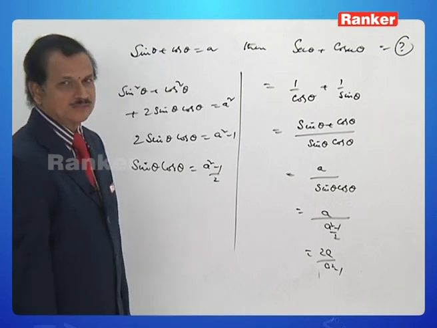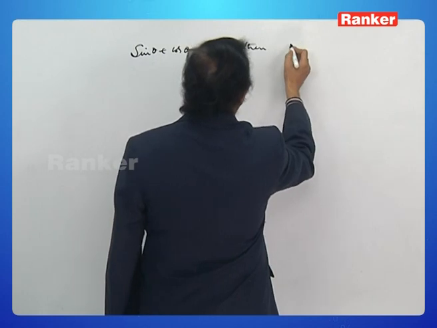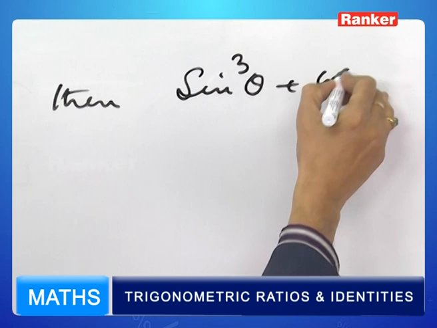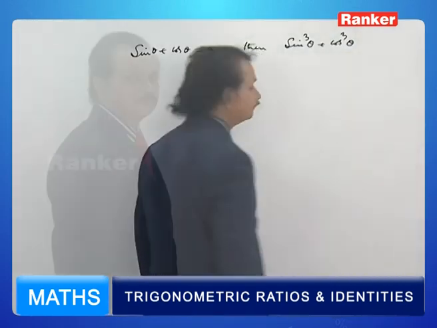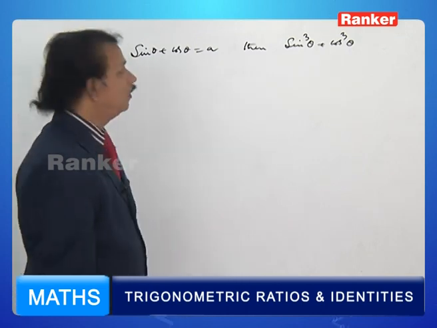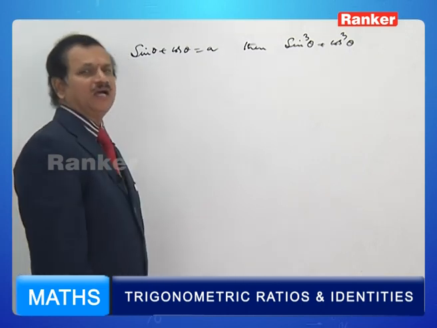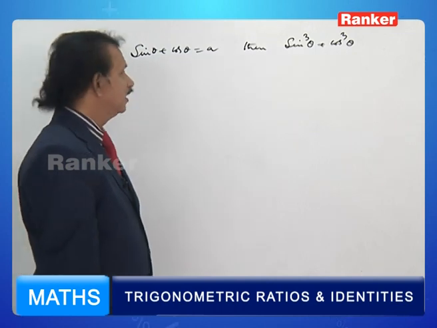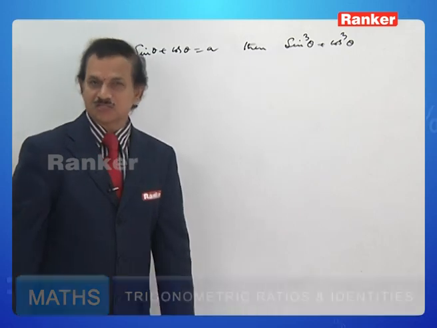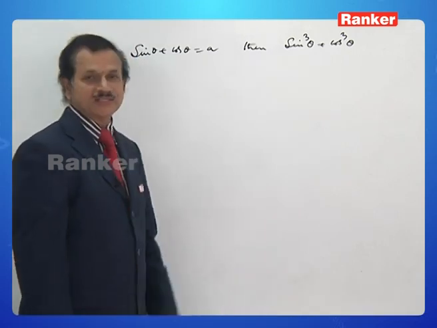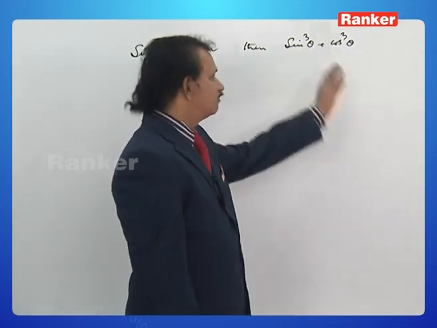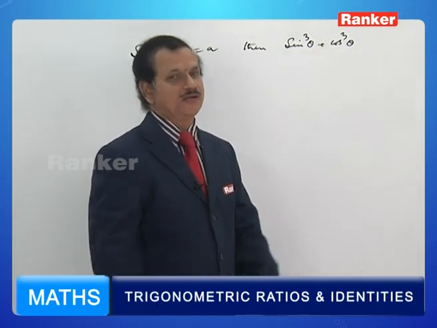If sine theta plus cos theta is equal to A, then what is sine cube theta plus cos cube theta? Well, the same data as that of the previous question. In the previous question also it has been given that sine theta plus cos theta is equal to A. Here also the data is that, of course, the requirement of the question is sine cube theta plus cos cube theta. How to find the value?